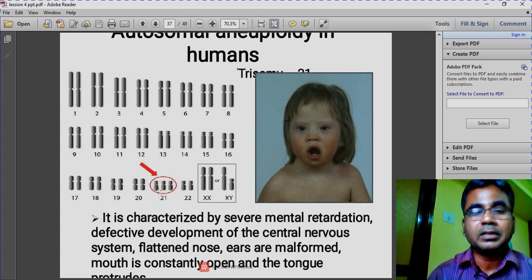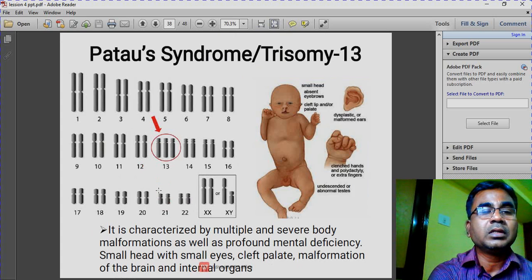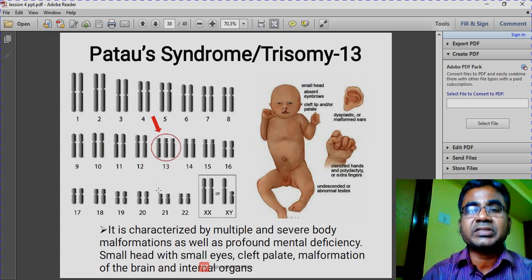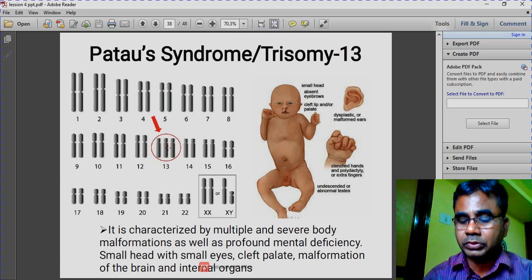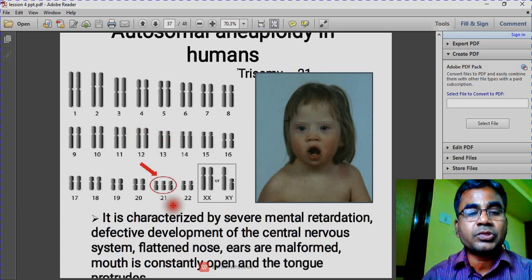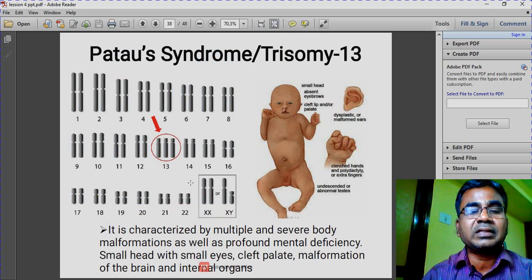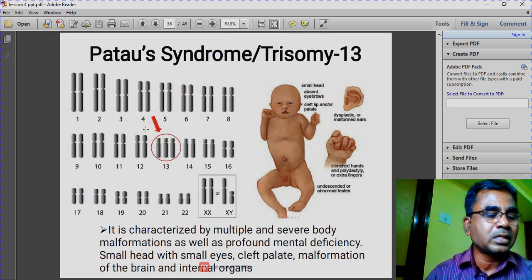Trisomy 21. And the next syndrome, Patau syndrome, that is trisomy 13. Chromosome number 13 is in trisomic condition. In the previous case, trisomy in the 21st chromosome, 21 trisomy is Down syndrome, and 13 trisomy is Patau syndrome. Okay, so this is abnormal chromosome. This will also cause some of the disorders.